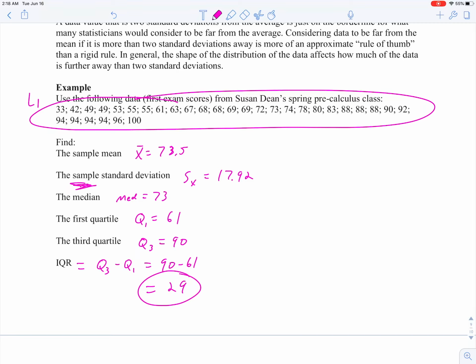And there we go. So that's a typical test or quiz type question. I'll give you a data set, ask you to find a bunch of different things like this, and you'll use your calculator to find them. Be a lot easier.